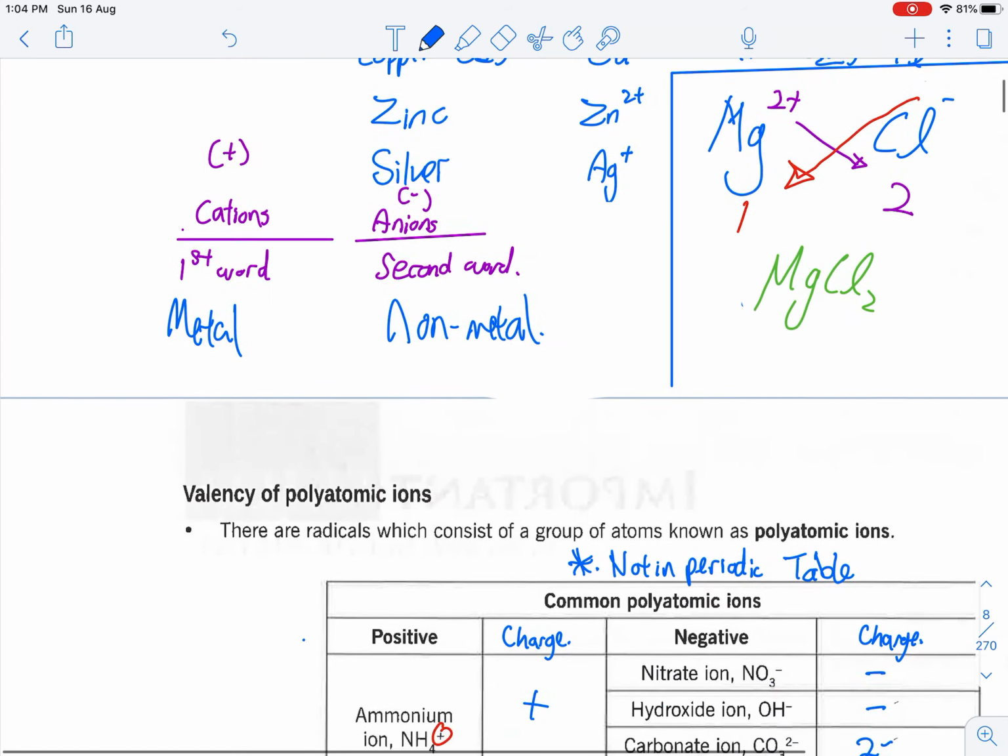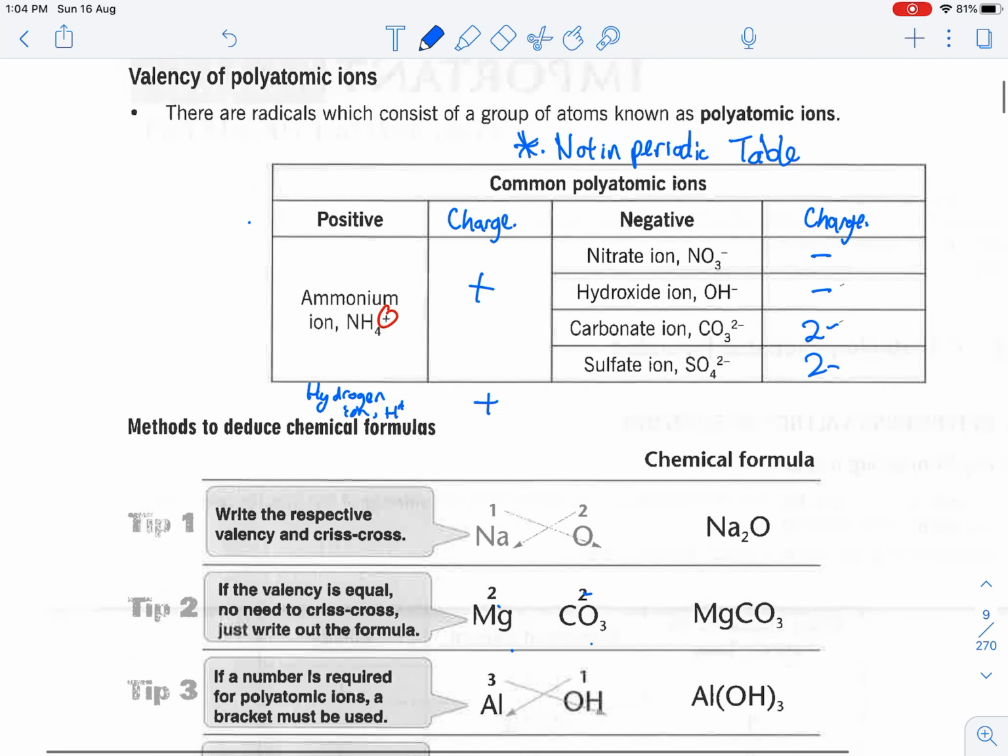For chemical formula, however, there is a group that you have to remember, which is the valency of polyatomic ions. This one you cannot find from the periodic table, and it is only available through memory. The common ones you need to know are, for example, the ammonium ion, which has a plus charge, while for negative ions, nitrate is NO3 minus.